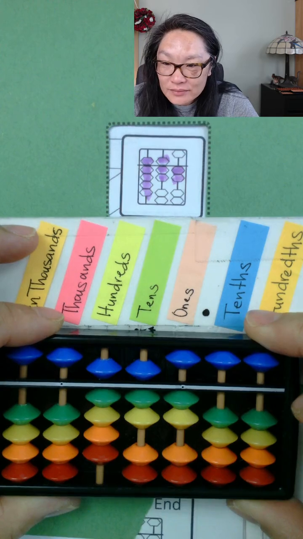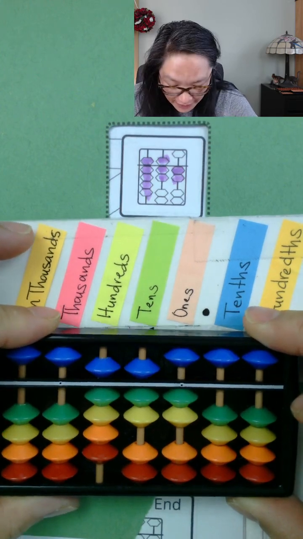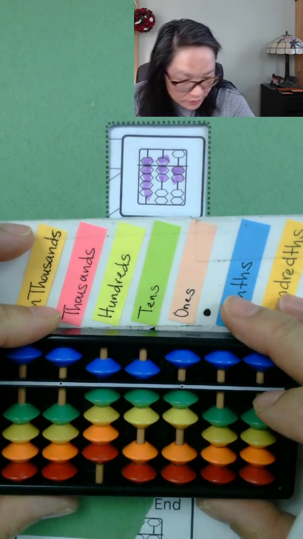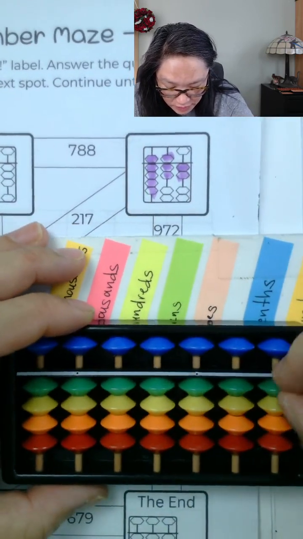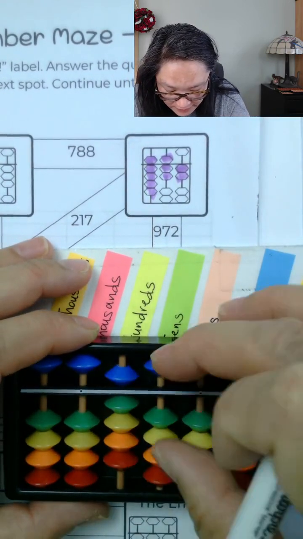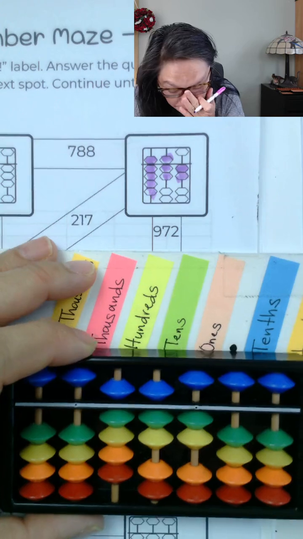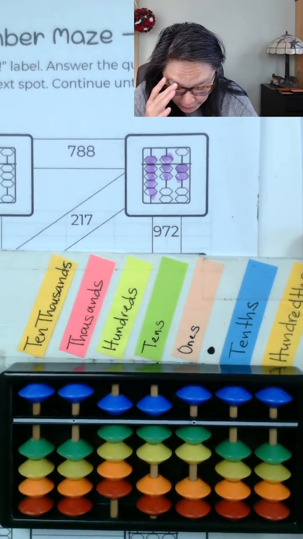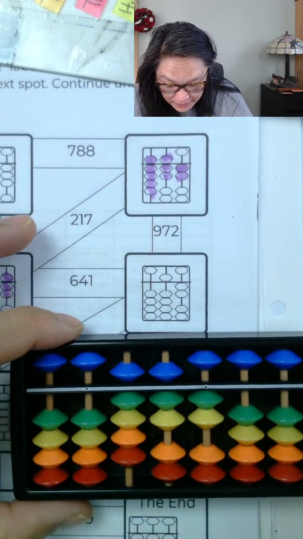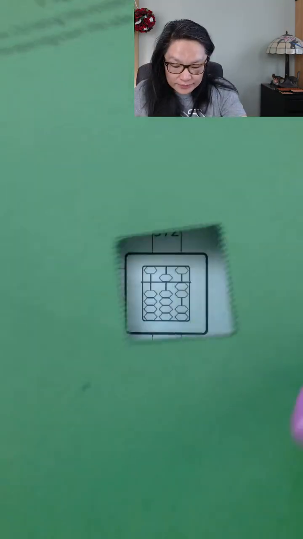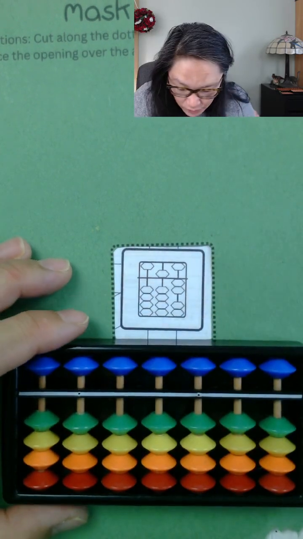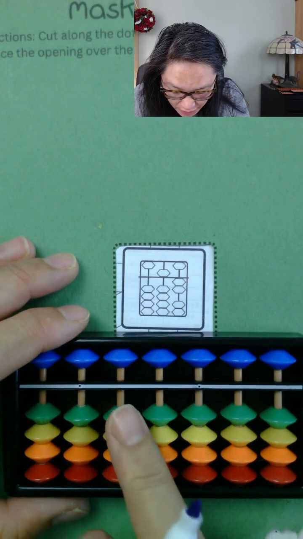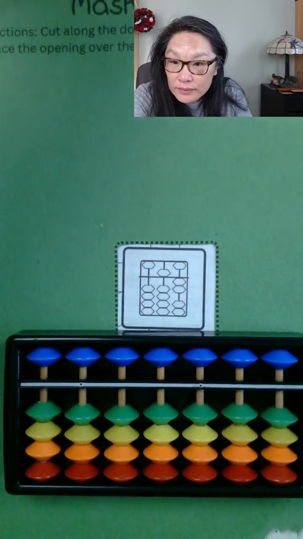Okay. So what number do we have? We have 972. So when we're looking, we have 972. That's what 972 looks like. Just as we write it, 972. When we have this, we have this number. So when we're looking at this abacus, when we're looking at this box, what do we have? This is hundreds, right? We have our hundreds.